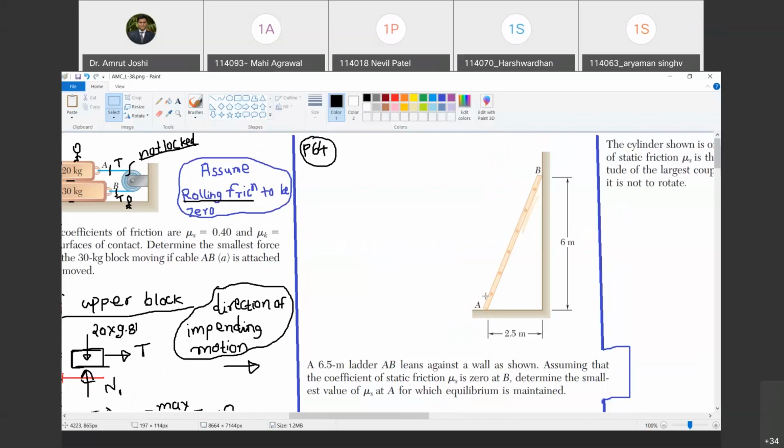Yes, sir. हाँ, तो अब जरा देखो ये दिया नहीं रहता तो भी चलता, 6.5 मीटर लैडर. Why? Because you have been given dimensions 6 and 2.5 meter. Are you with me? Yes, sir. So can't you calculate the length of the ladder by Pythagoras theorem easily? So therefore this data is pampering. ये दिया नहीं होता तो भी चलता. Are you with me? Yes, sir.